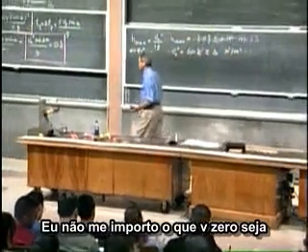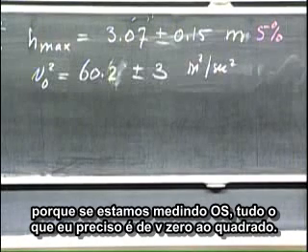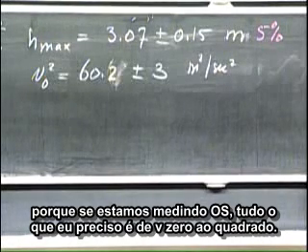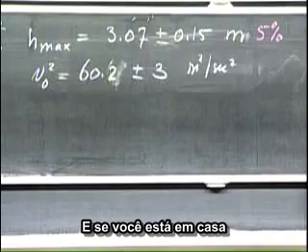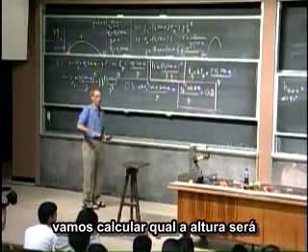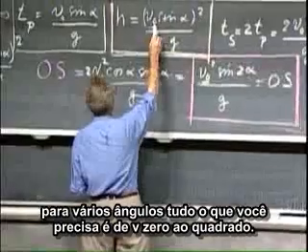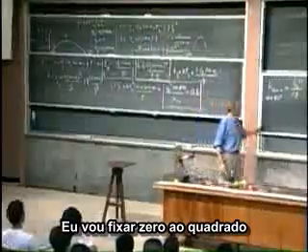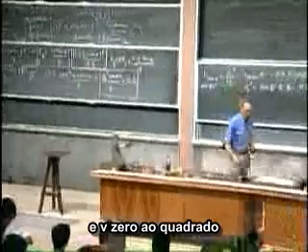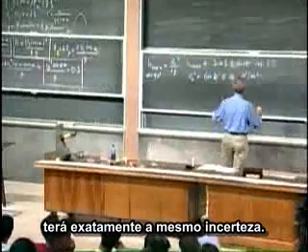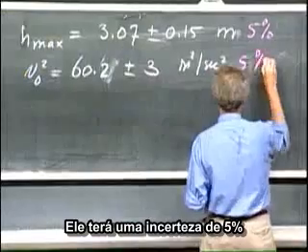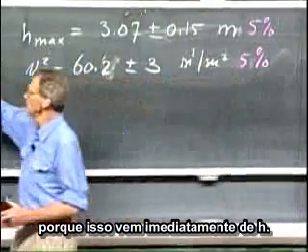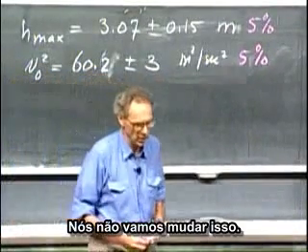I don't care what v0 is, because if we're going to measure OS, all I need is v0 squared. And if you at home are going to calculate what the height will be at the various angles, all you need is v0 squared. So I'm not even interested in v0. I'll just stick to v0 squared, and v0 squared will have exactly the same uncertainty. We'll have an uncertainty of 5%, because it comes immediately from h. So you're not going to change that.